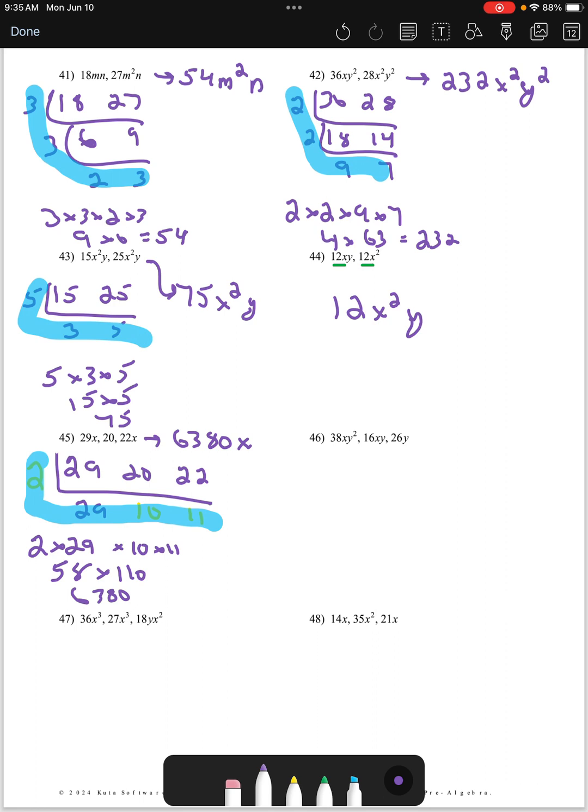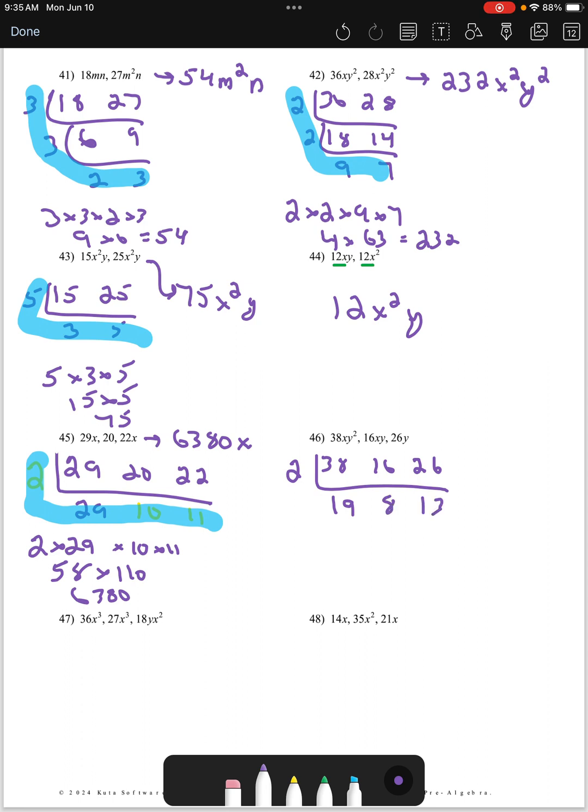As far as the variables go, I see an x. It has no exponents anywhere, so I can't put an exponent on it. I don't see any other letters. 6,380x is my LCM. Hopefully that is the biggest number we run into. No promises, though. Next group, the numbers 38, 16, and 26.